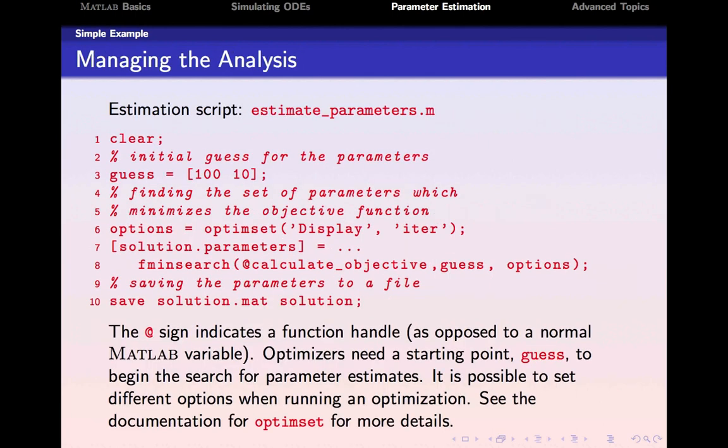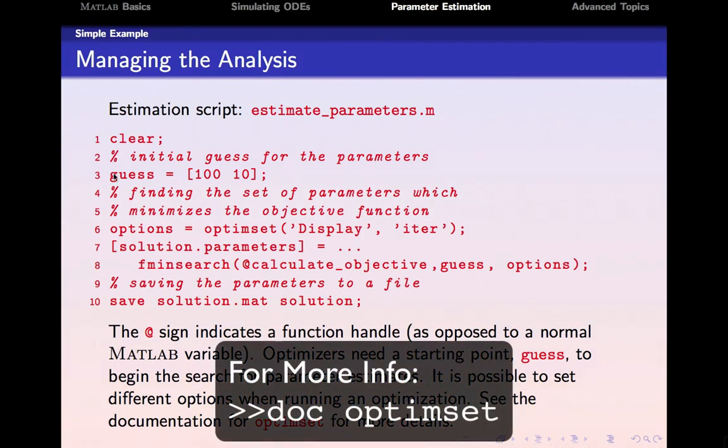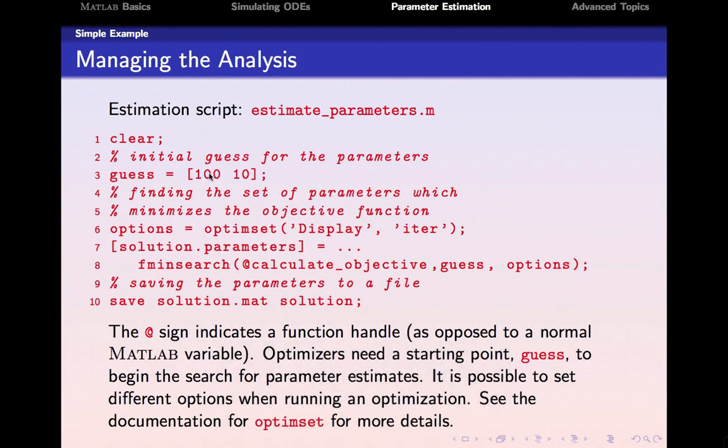Now, to perform the estimation routine, I have a script here called estimate_parameters.m. The first thing I do is clear my workspace, removing any variables that have been created, and then I have to create some sort of initial guess. So guess here is going to be 110. This is the Emax and this is the EC50.